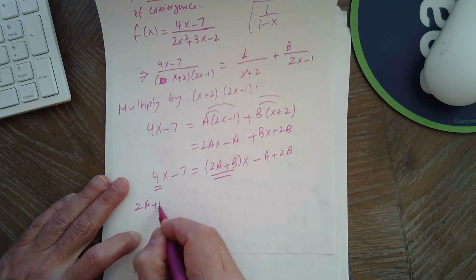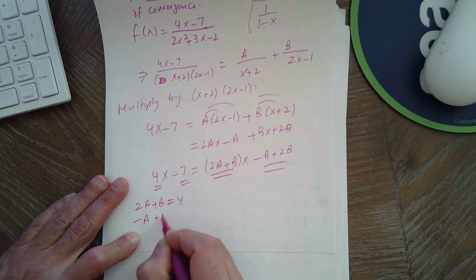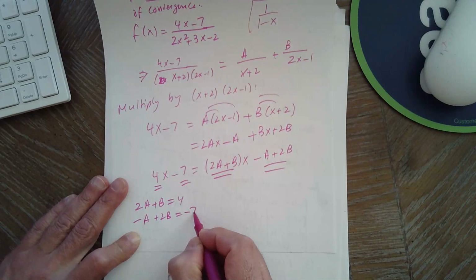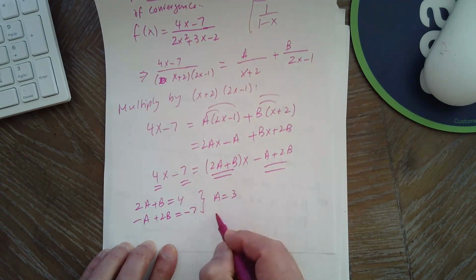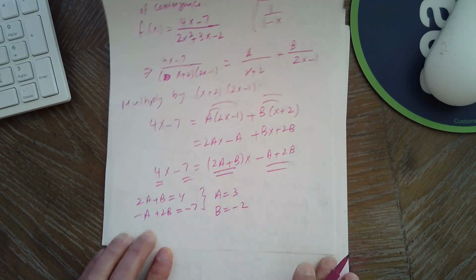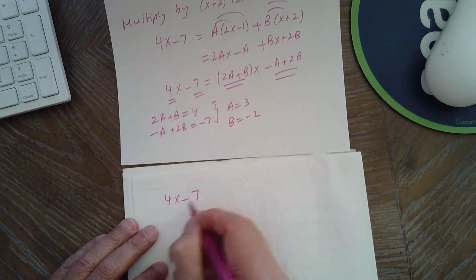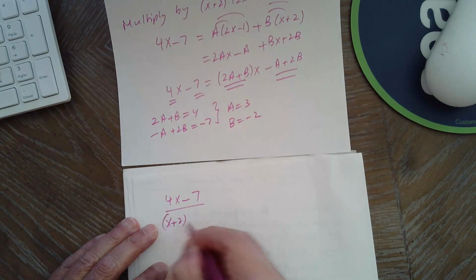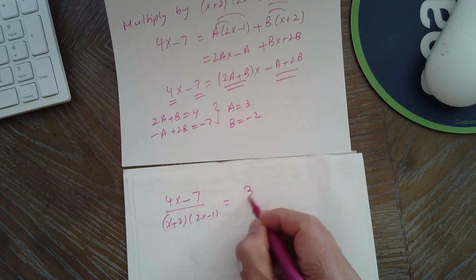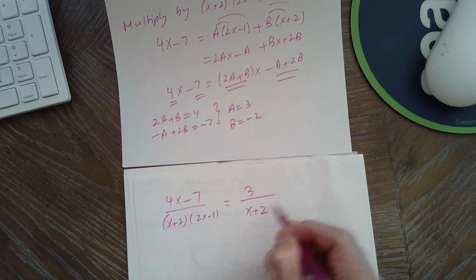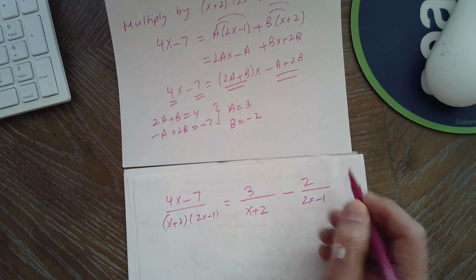So the x terms equal the x terms. So 2A plus B equals 4. The constant equals the constant. So it's an easy system of two equations to solve, should be easily solved. So you get that. Now our original function is broken down into two functions whose power series are easier to get. Minus 2 over 2x minus 1.